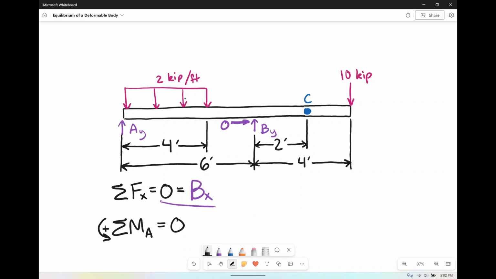And I like to work all the way from the left to the right, so that way I don't miss anybody here. And obviously Ay is not going to create a moment about A because it is acting at A.